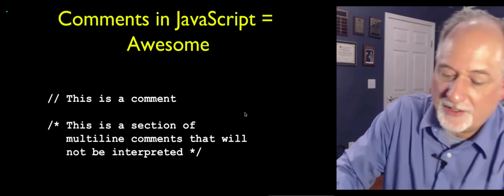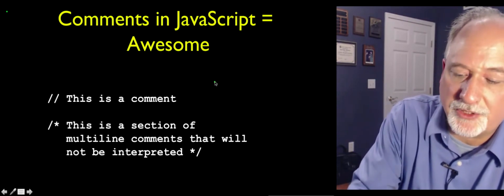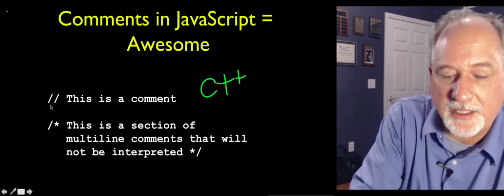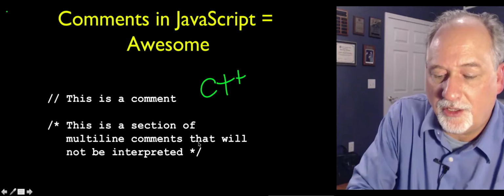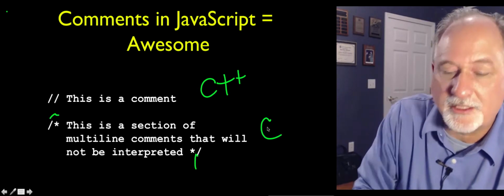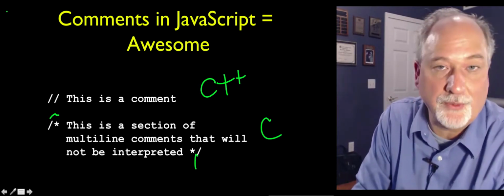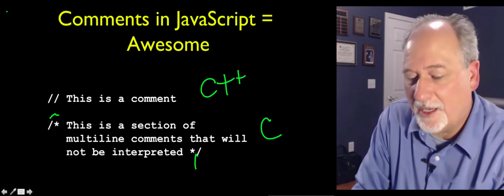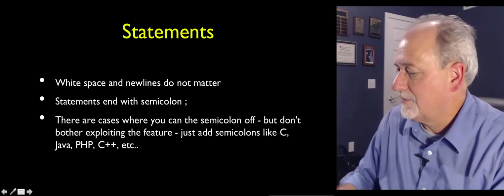It has two basic forms of comments. One is a double slash, which is like a C++ form of a comment that says from here to the end of the line. And you can also have multi-line comments that start with /* and end with */, and that's like a C language comment. We like both single-line comments and multi-line comments in JavaScript, and that's quite nice.